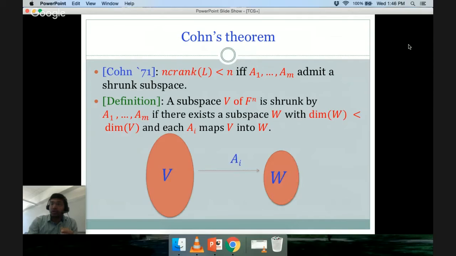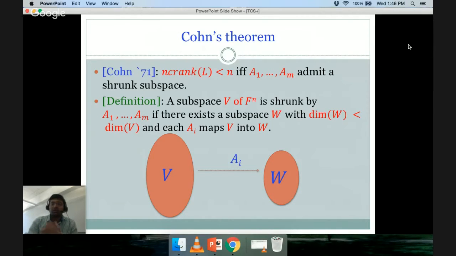Pictorially, there's a subspace V of F^n, and there's W, whose dimension is smaller than the dimension of V, and each Ai simultaneously maps V into W. So A1 to AM simultaneously shrink a subspace of F^n. That's called a shrunk subspace. And Cohn proved that non-commutative rank is smaller than n if and only if there's a shrunk subspace. One direction is, as usual, trivial. If A1 to AM admit a shrunk subspace, it's easy to prove that non-commutative rank is smaller than n. But the amazing part is this is if and only if.